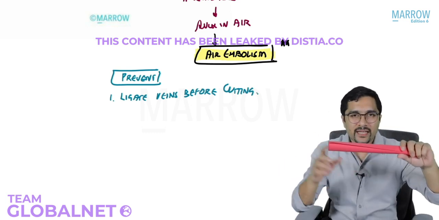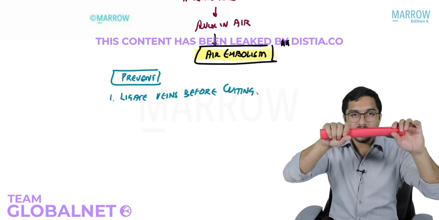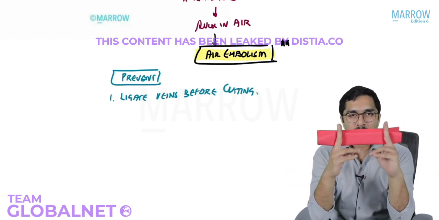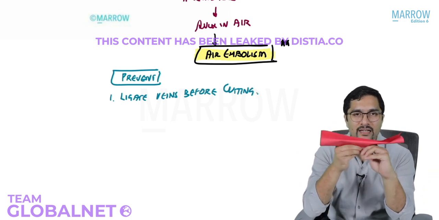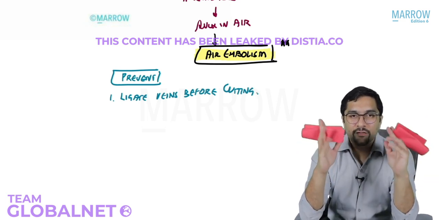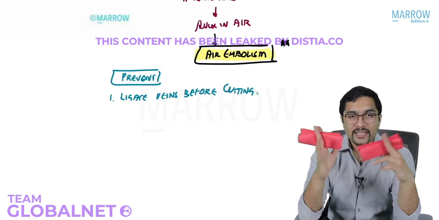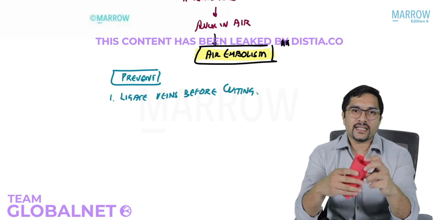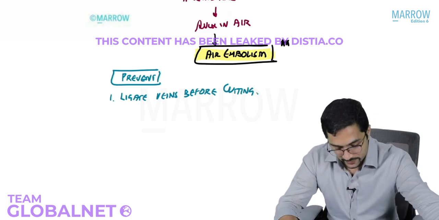So what does that mean? That means that if this is the blood vessel, I'm going to tie it here, and tie it here. Tie it on both the sides, and then we cut the blood vessel from the center. First tie and then cut, right? So that air does not get sucked inside. Otherwise, air can get sucked inside and that can give rise to an air embolism.